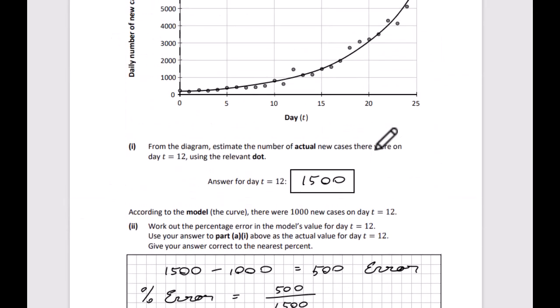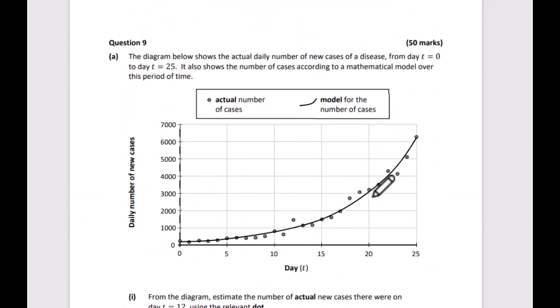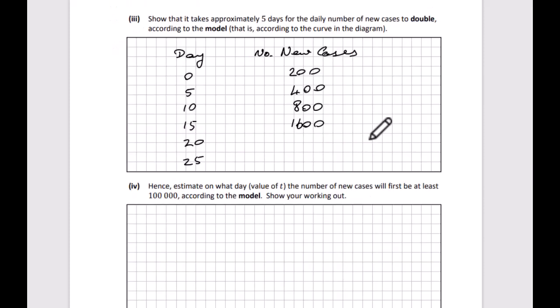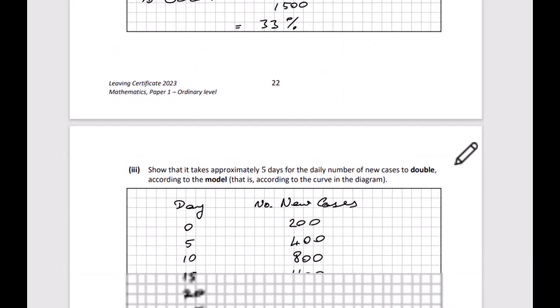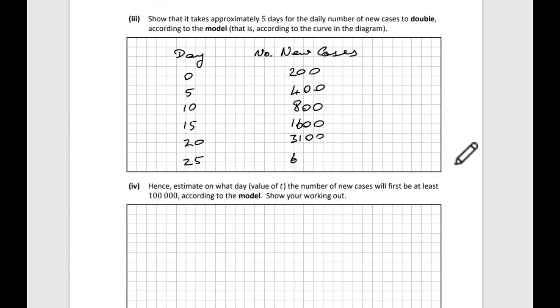Day 20 is here. So that should be around 3200 if it was doubled. And it could be 3200, maybe a little bit less, 3100 maybe. I'll say 3100, approximately doubled. And then day 25 should be, if it doubles, 6200. There's 6000 there. Looks about 6200, all right. So I'm going to say 6200 here.